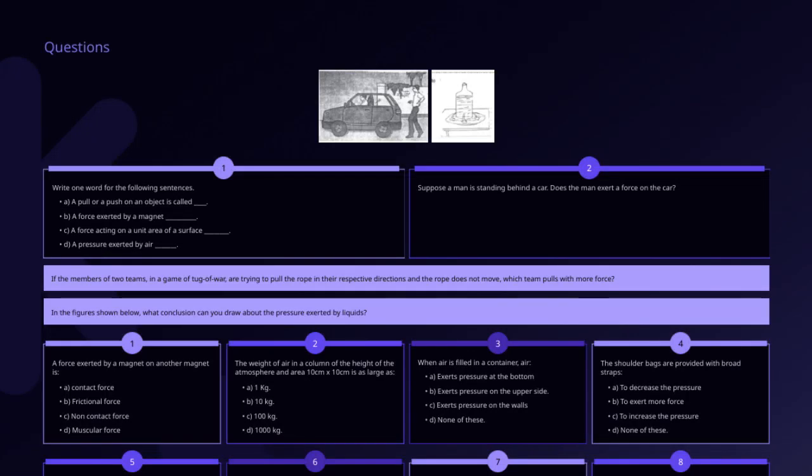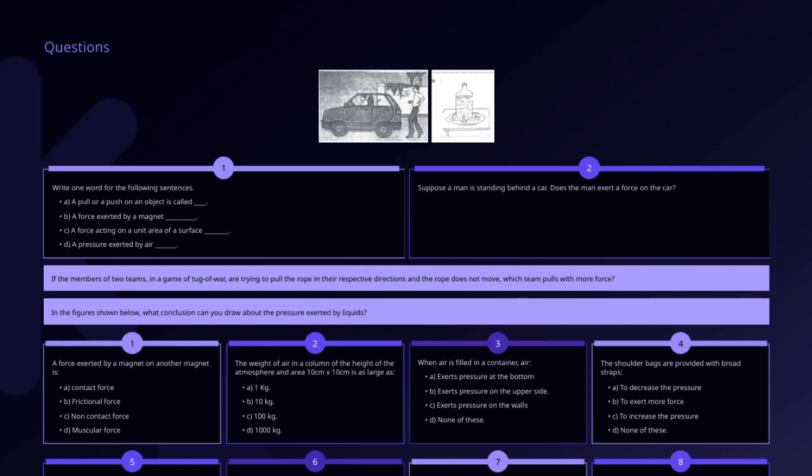Let's go through some key concepts related to forces and pressure. First, when a rolling ball comes to a stop after some time, it's mainly due to the frictional force acting upon it. Friction opposes the motion and gradually reduces the ball's speed. Next, application of force causes changes in various properties. For example, force can change the shape of an object, which is a common application in everyday life.